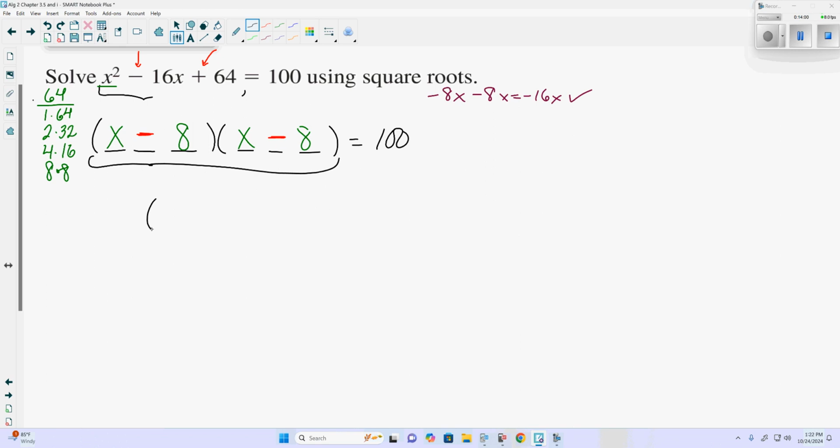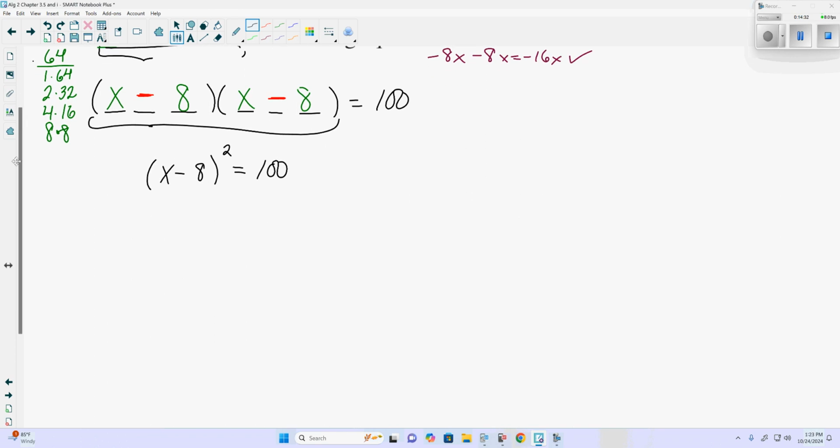So what we could actually do is rewrite this as 8x minus 8 squared. Because x squared minus 16x plus 64, this has a special name. We call this a perfect square trinomial. It is a quadratic that can be rewritten as a single set of parentheses squared.